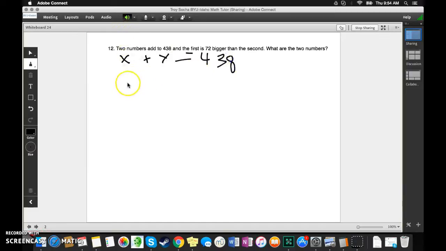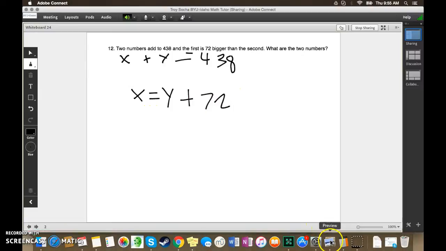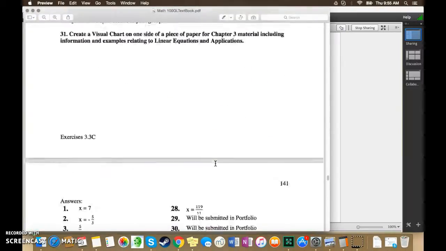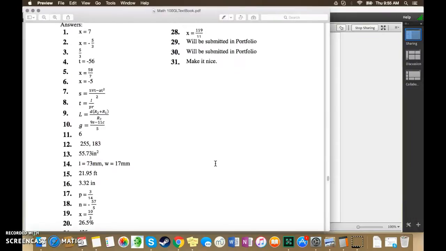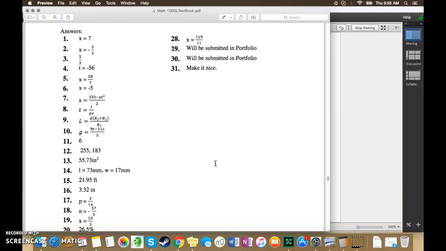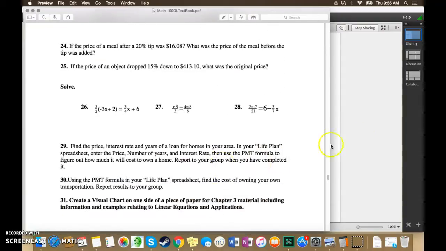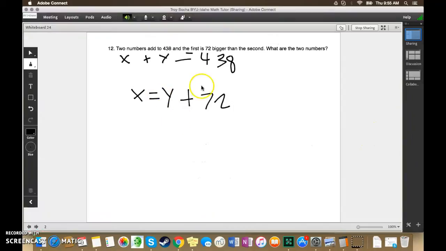But x, let's just say the first, equals y plus 72. So how would we solve this? This is solving for linear equations. We have to use two variables because we're going to end up with two numbers. I just looked at the answer just to make sure I was doing this correctly. So what we need to do is this is equal to x, right? This whole thing right here. So anywhere we see x in this equation, we can substitute it.